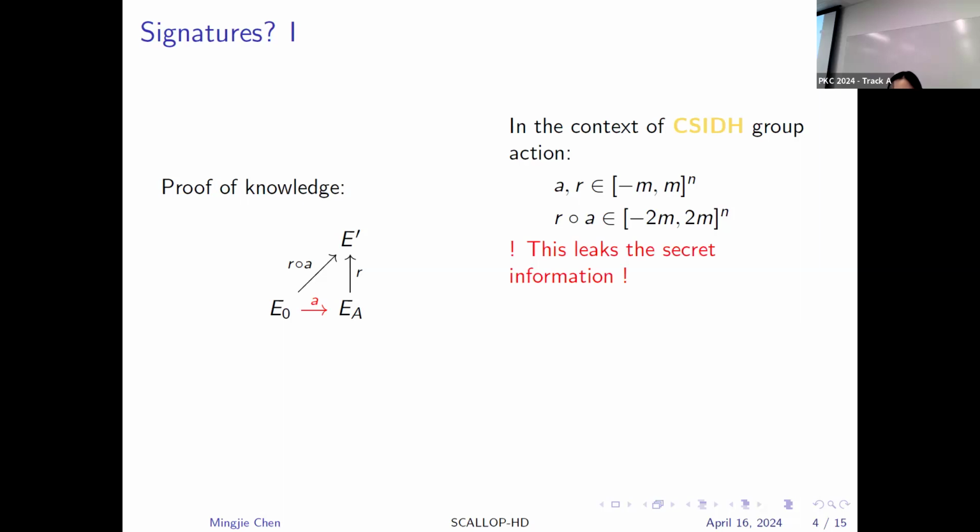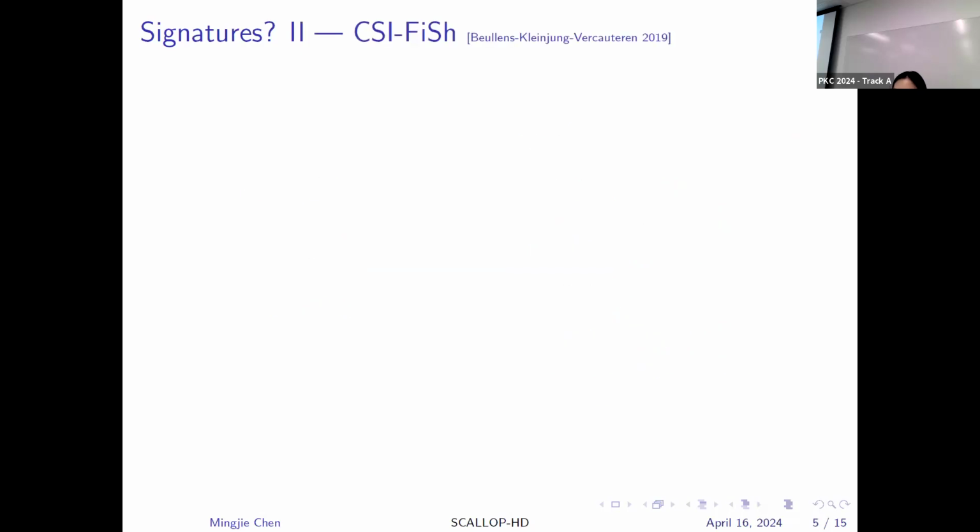This simple sigma protocol leaks the secret information because if the composition starts with 2m as its first entry, then the adversary knows immediately that the secret has m as its first entry, because only m plus m equals 2m. So CFISH is another construction that tries to fix this issue in this simple sigma protocol.